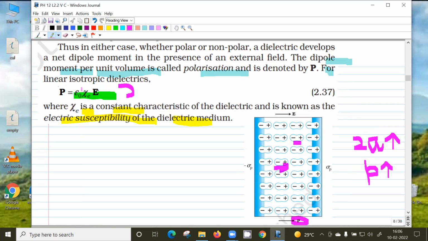And there is a proportionality constant, epsilon naught into chi e, and chi e depends on the dielectric property. So it's a property of a dielectric medium. If this chi e is more, then the amount by which the electric field is reduced will be more.